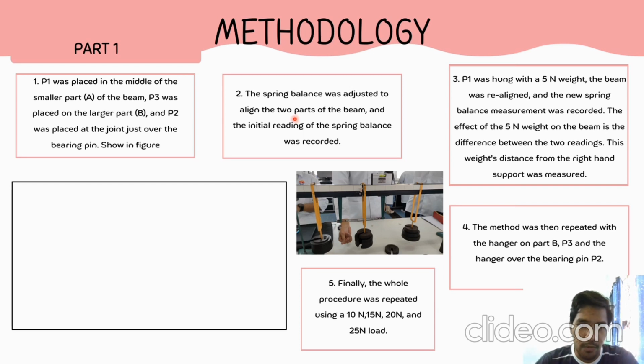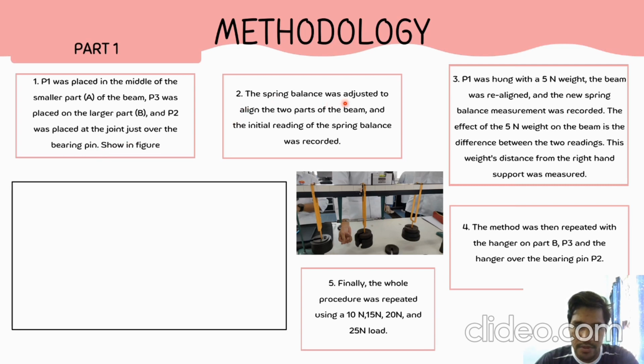For the methodology part 1, P1 was placed in the middle of the smaller part A, which is 100 mm from A of the beam. P3 was placed on the larger part B, which is 600 mm from part A, and P2 was placed just over the bearing pin, which is 300 mm from part A.